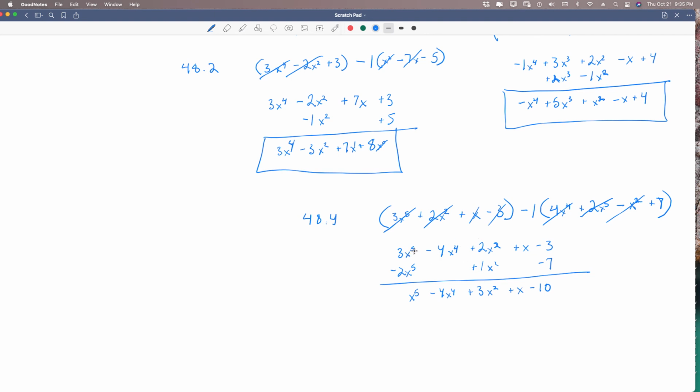Like if I find x to the 5th, the next thing I want to look for is x to the 4th. And then I want to look for x cubed. If I don't have any, that's fine. You just want to make sure you keep a place for all of them.